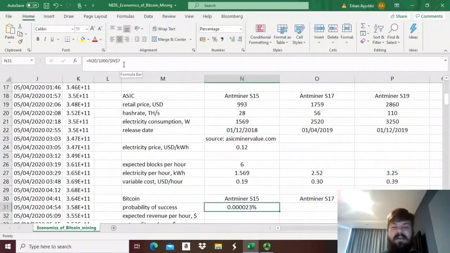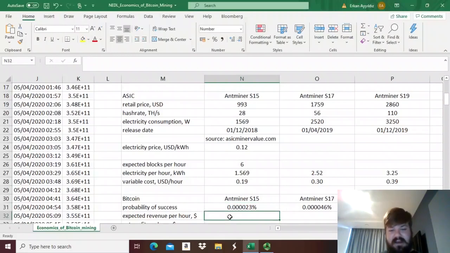And we see that the probability of success by just buying one ASIC and starting mining on the Bitcoin blockchain is very low. And it's also very low for other ASICs, but again, it's increasingly higher as the hash rate of those ASICs increases. Then, using this probability of success, we can figure out our expected revenue that we obtain within an hour.